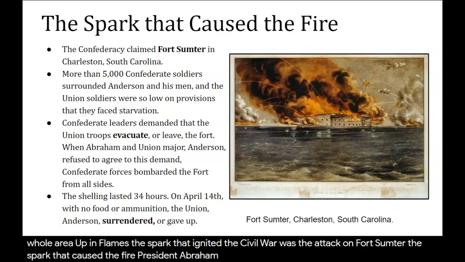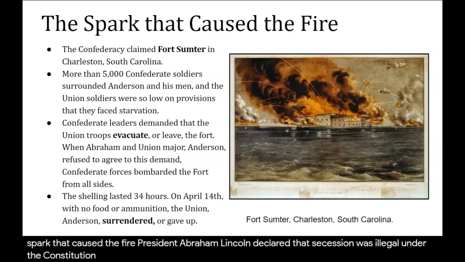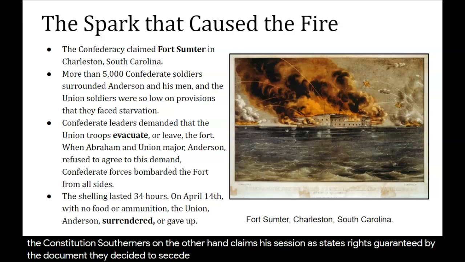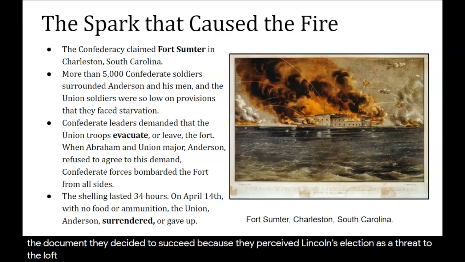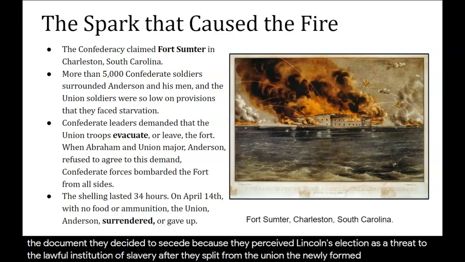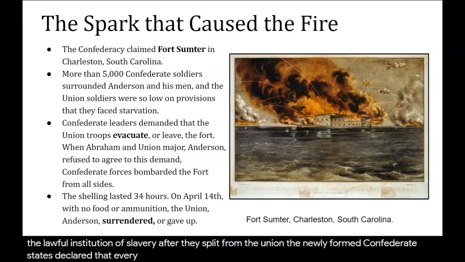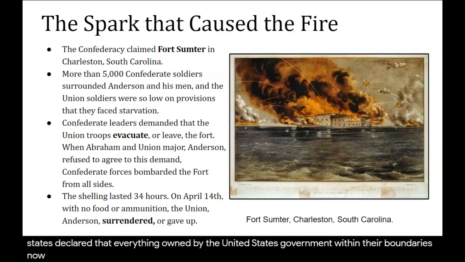President Abraham Lincoln declared that secession was illegal under the Constitution. Southerners, on the other hand, claimed secession as states' rights guaranteed by the document. They decided to secede because they perceived Lincoln's election as a threat to the lawful institution of slavery. After they split from the Union, the newly formed Confederate States declared that everything owned by the United States government within their boundaries now belonged to the Confederacy.